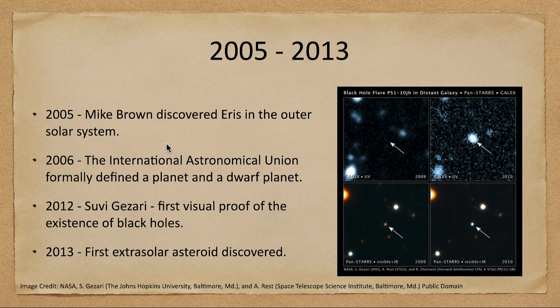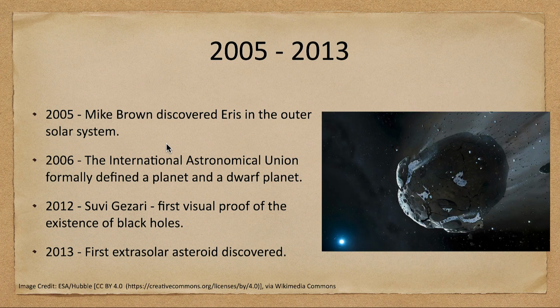And we're going to see in 2013 an extrasolar asteroid, meaning that it is an asteroid not part of our solar system, but from another solar system that traveled into our system. So it was ejected out of its system, as much material is ejected out of our own solar system when it formed, and just happened to travel into our solar system.